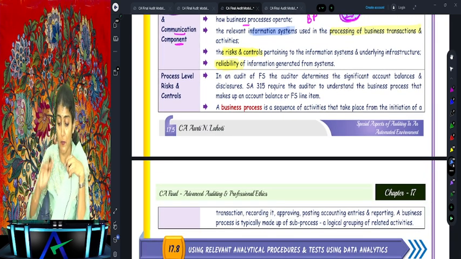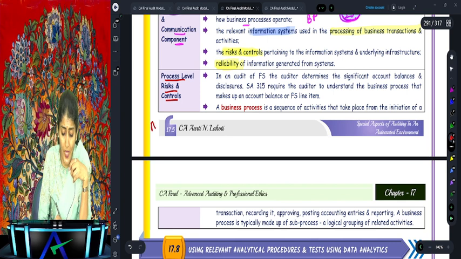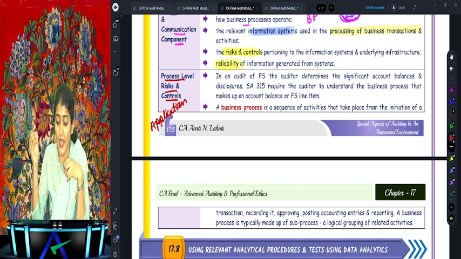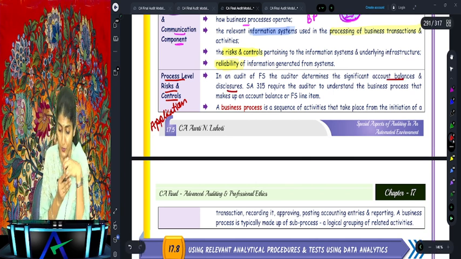Then you have the PLCs. What is PLC? PLC is nothing but the application controls, and a PLC is the process level controls. Right, at an audit of financial statements, the auditor determines the significant account balance and disclosures.